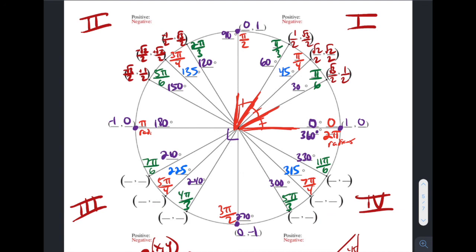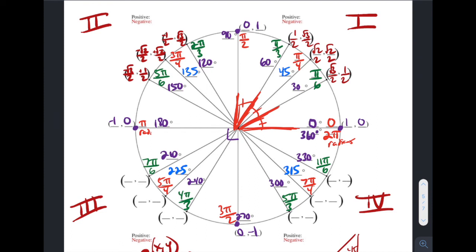For these angles down here in quadrant 4, if I want to find these particular values that we've got here, we notice that we would go right and down to get them, which means that the x value is positive, but the y value is negative.